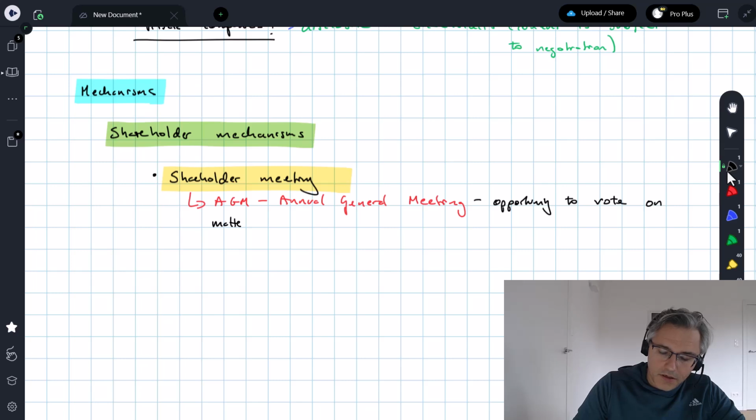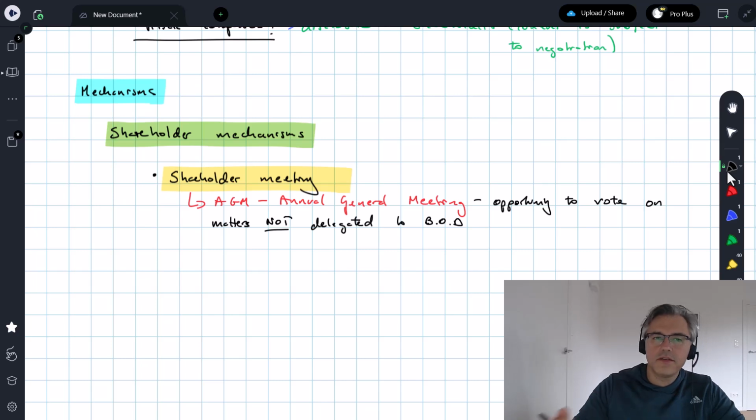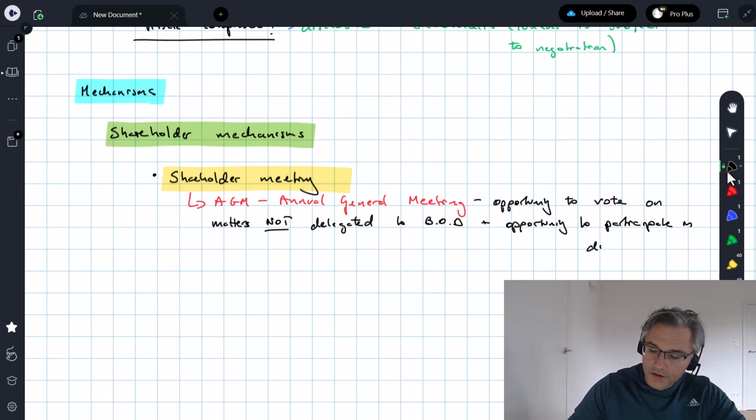on matters that have not been delegated to the board of directors, because on a day-to-day basis, the shareholders are not required to vote on various company-related issues. The board of directors and the management take care of that, but some things are important enough to not be delegated to the board of directors, and this gets voted on during the AGM. Plus, the AGM is also an opportunity for shareholders to voice their opinion, to participate in discussion concerning various company-related matters.